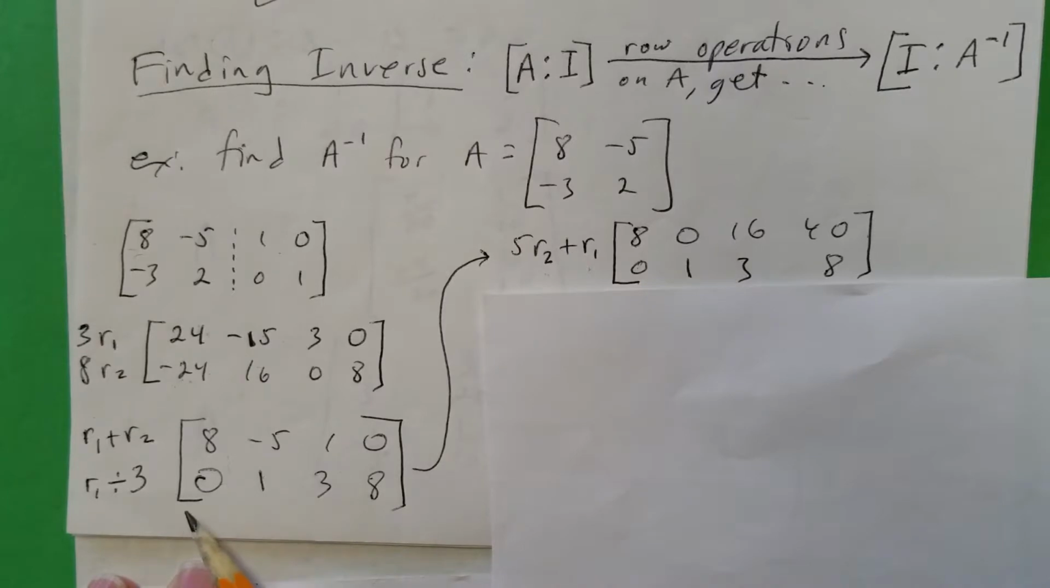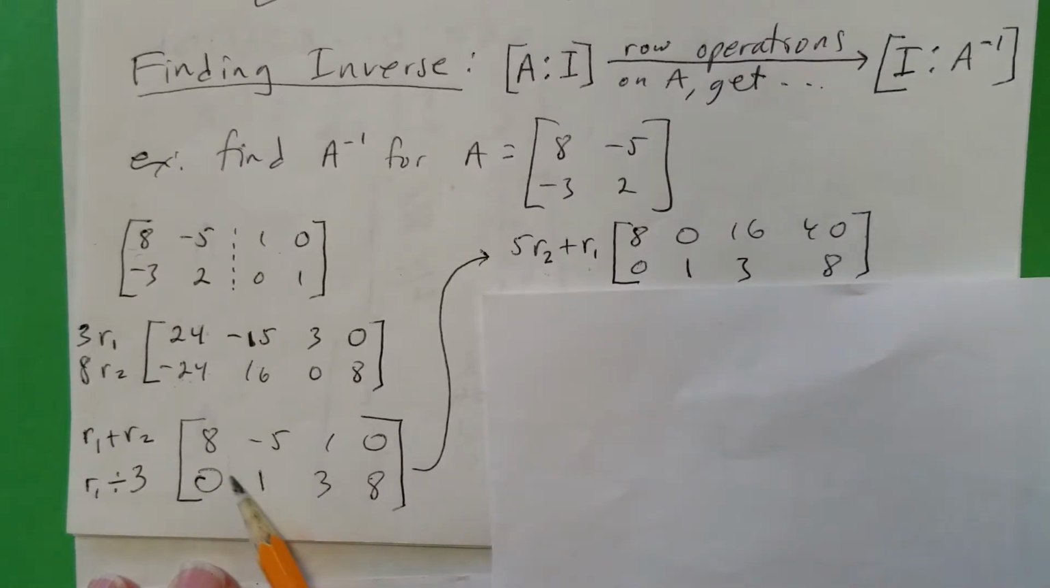So here we go. 5 times 0 is 0 plus 8 is 8. 5 times 1 is 5 plus negative 5 is 0. 5 times 3 is 15 plus 1 is 16. 5 times 8 is 40 plus 0 is 40.